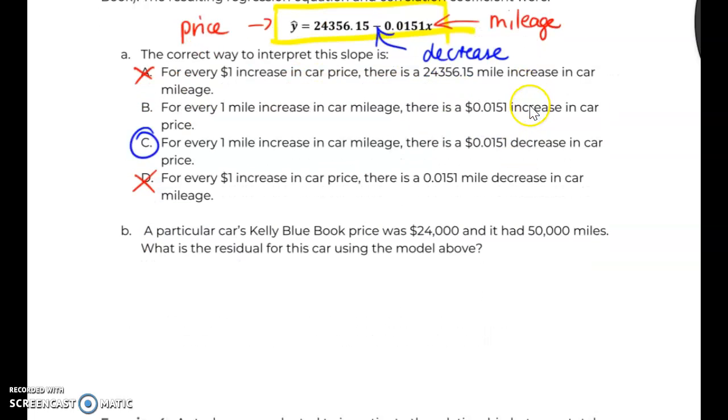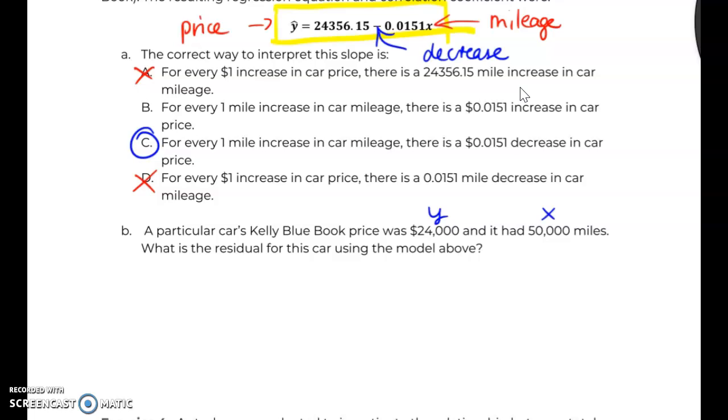Now let's look at a specific example of calculating the residual. So let's say we have a car that has a price of $24,000, and remember the price was Y, and it has 50,000 miles. So really important, before you even start calculating, make sure you understand what your X is and what your Y is, because if you don't, you're going to plug in the wrong value into your equation and you're going to mess up the question.